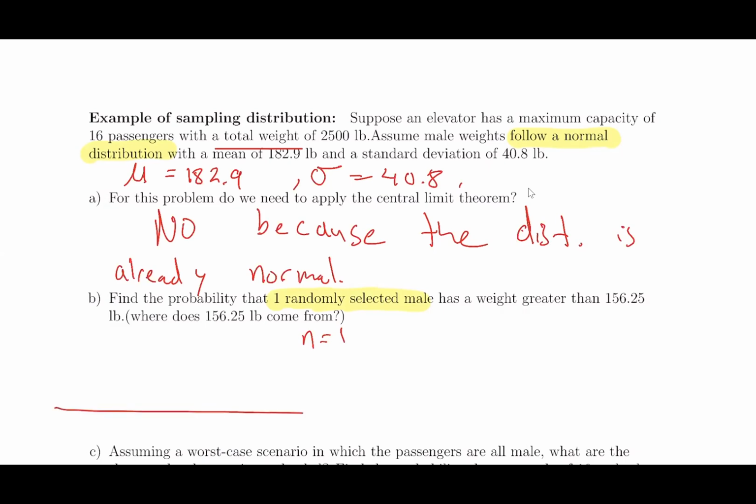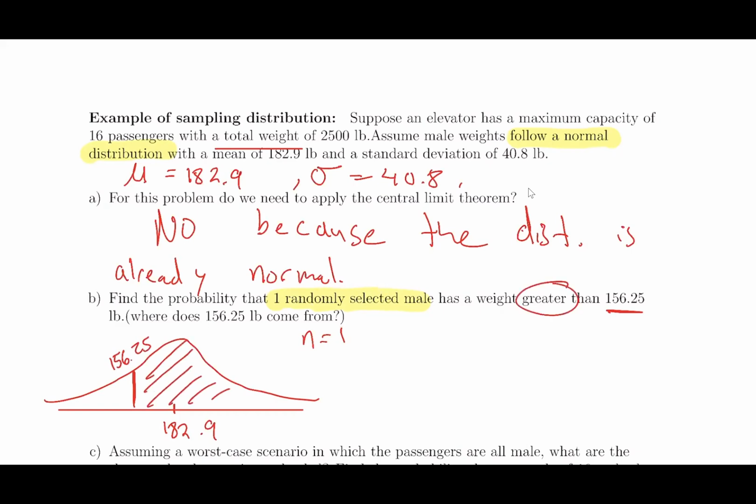So let's go ahead and draw this out. The middle should be 182.9. We want it to be 156.25. It says greater than, so you shade the right side. Everybody good with my drawing so far? Okay, so let's see how we're going to enter this into either ClassCalc or your TI-83 or 84.